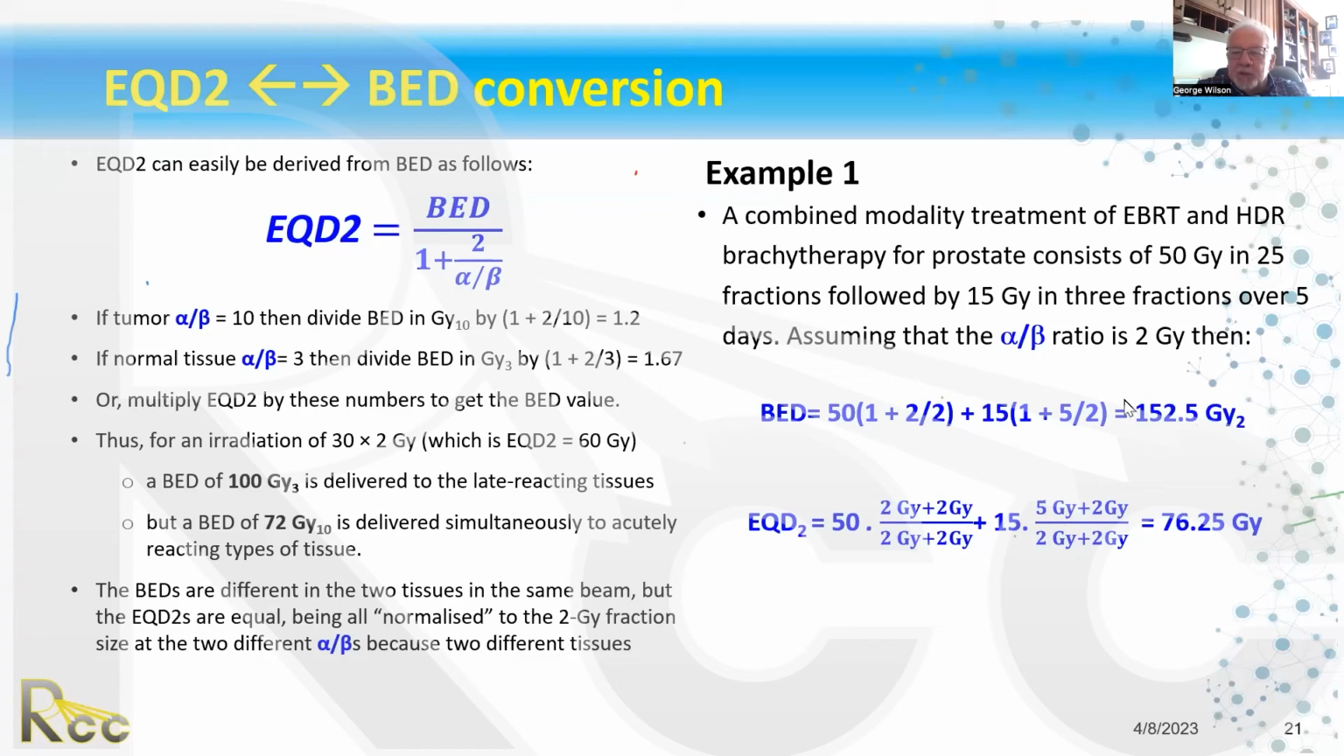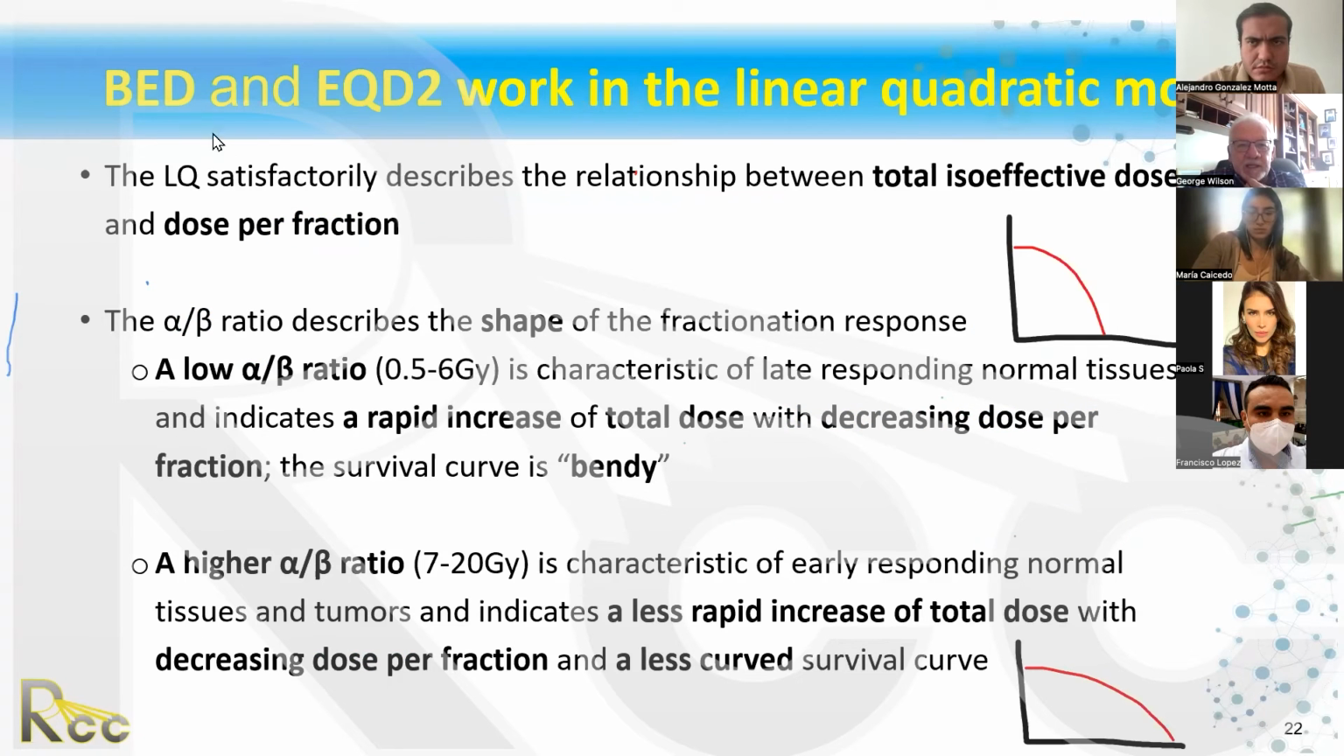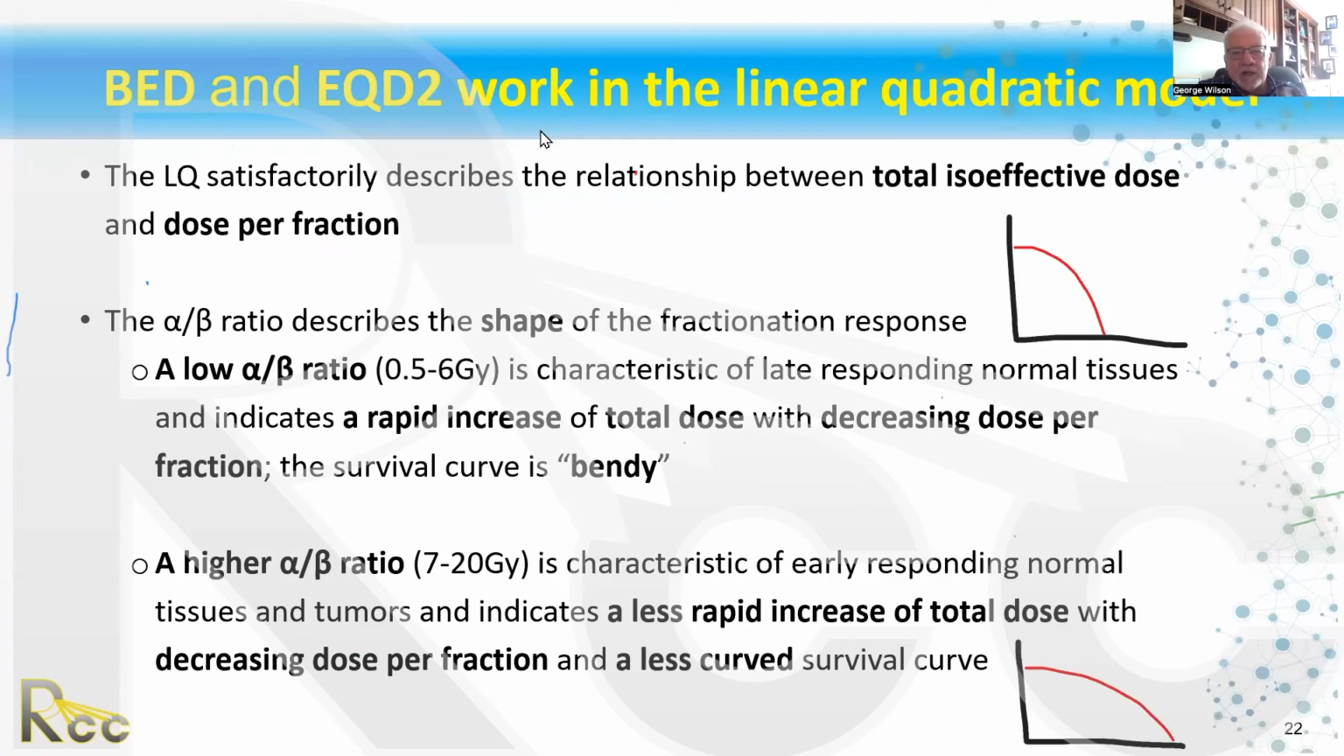Which one is the most important to use? I think that's a question that has really not been answered. You tend to use these in different situations because you can see they're giving you different information. Both of these, BED and the equivalent dose in 2 gray, are based on the linear quadratic model.